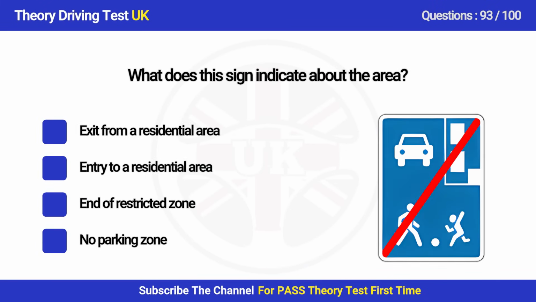A. Exit from a residential area. B. Entry to a residential area. C. End of restricted zone. D. No parking zone.